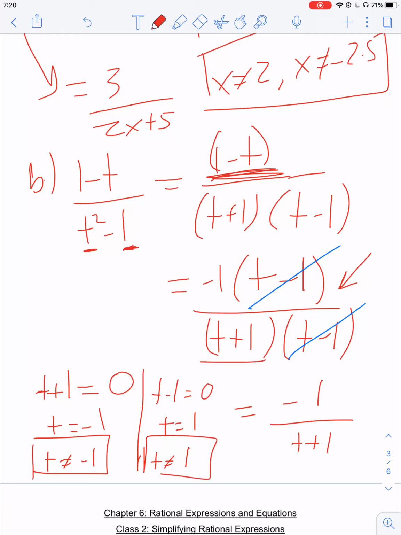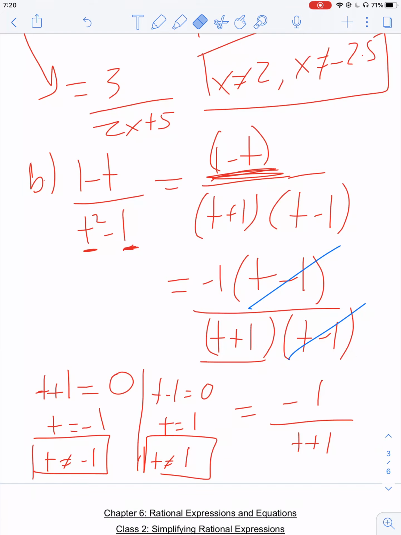So again, guys, I'm going to emphasize this like so many times I've done this, but I'm going to do it one more time. Restrictions, before you start crossing things off, figure out what your restrictions are, okay? Once you cross things off, you're going to lose some of your restrictions, okay? So before crossing them out, figure out what the restrictions are, and then cross them out, okay?